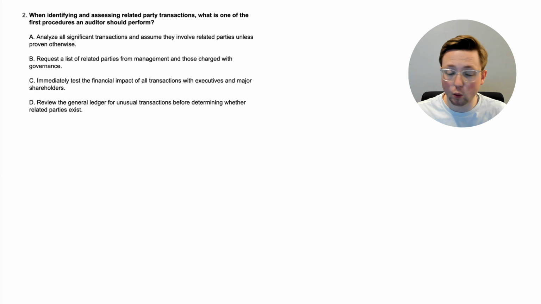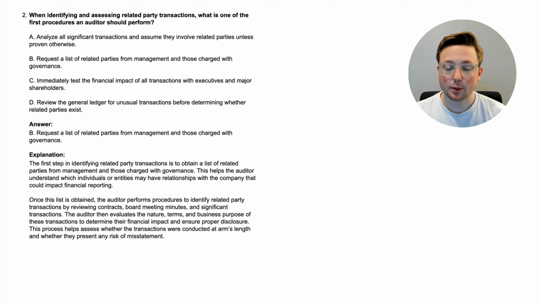Again, we are learning what the steps are and what we're supposed to know. So let's go ahead and dive into the explanation if you don't already have an idea of what the correct answer is. All right, here we are. The answer is B, request a list of related parties from management and those charged with governance. So let's go through the explanation.